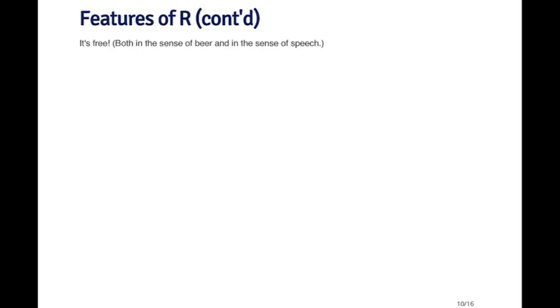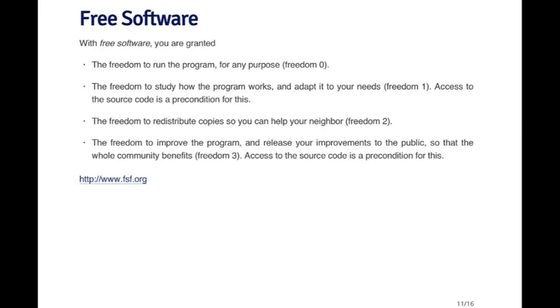So I'm going to divert for a second to talk a little bit about free software. With free software, there are four basic principles, right? You have four basic freedoms. Freedom 0 is the freedom to run the program for any purpose. So there are no restrictions on how you can run the program or when you can run the program or what you can or cannot do with it. Freedom 1 is the freedom to study how the program works and adapt it to your needs.